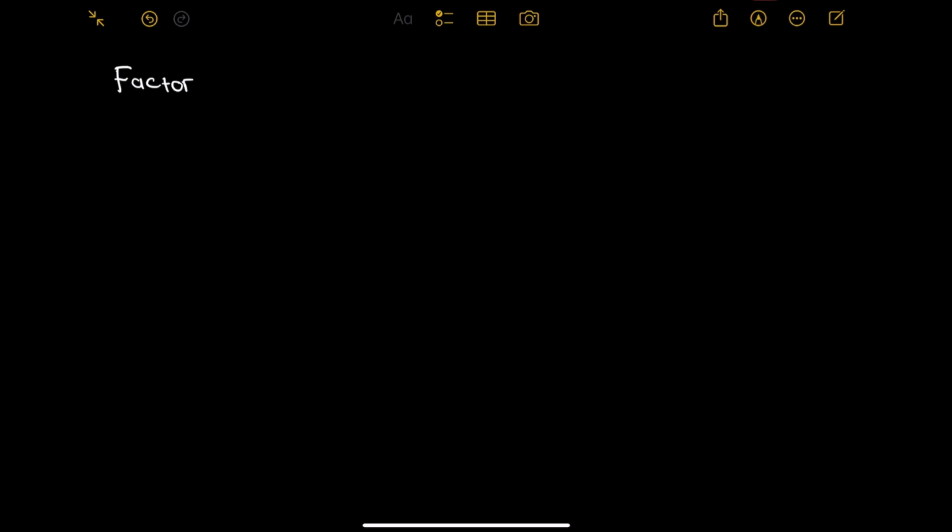So what is a factor of a number? A factor of a number basically refers to all of the numbers which can divide perfectly into that specific number. When we think about what it means to divide perfectly into a number, it simply means that the factors of a number should divide into that number without leaving a remainder.